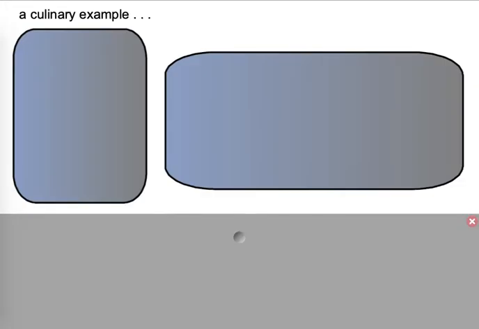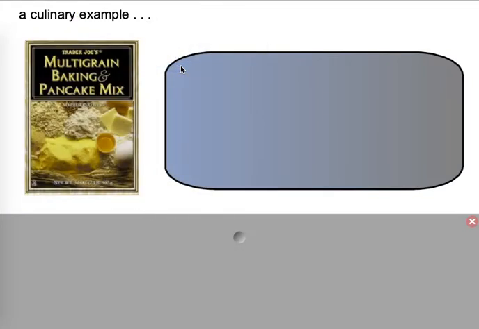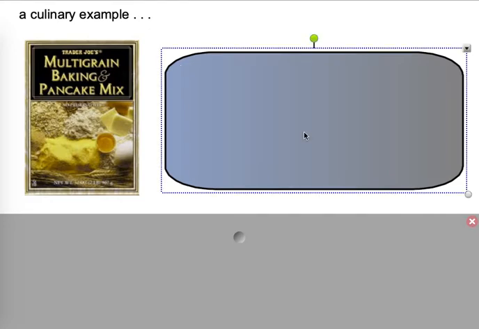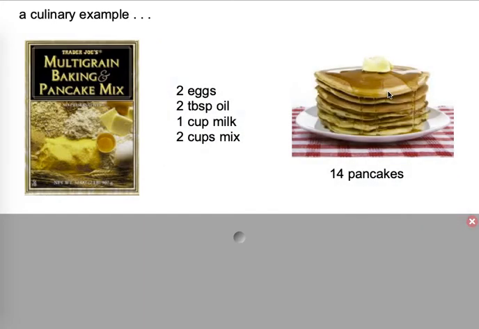Let's begin with a culinary example because food is one of my favorite topics. One of my favorite things to make is multi-grain pancakes using the pancake mix from Trader Joe's. And here is the recipe on the back of the box. For every 2 eggs, 2 tablespoons of oil, and 1 cup of milk, I need 2 cups of mix, and I will get out 14 pancakes. I've done this many, many times, so I know these to be correct.